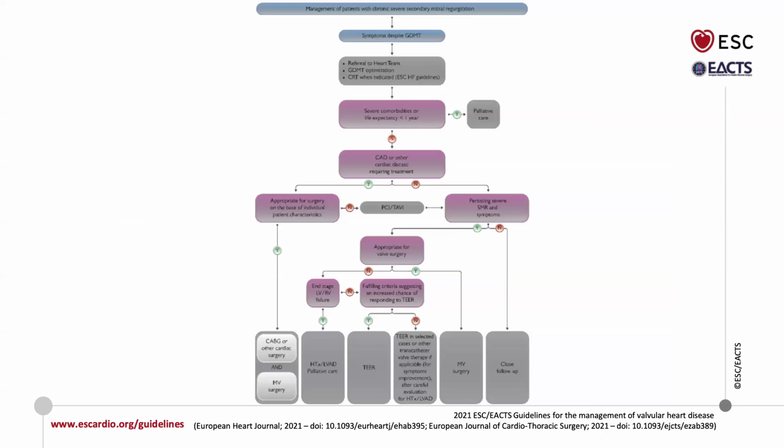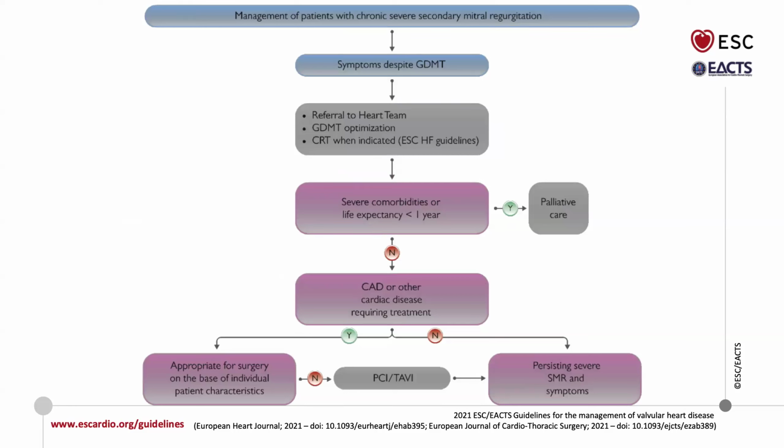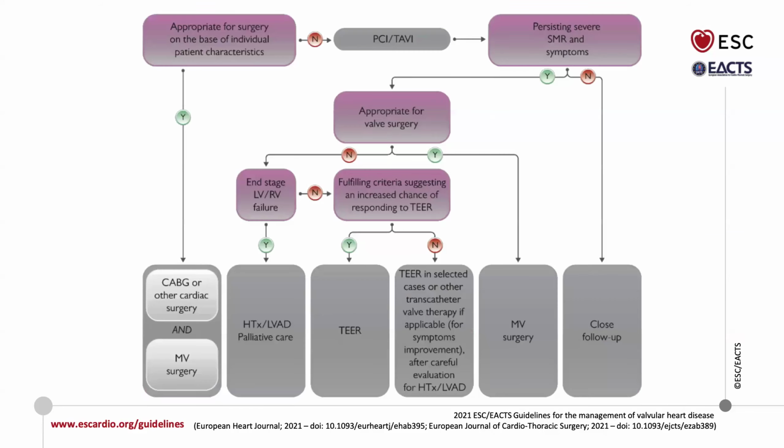Putting everything together, let's zoom in on the top half of the final flowchart. Management of patients with chronic severe secondary MR, if they have symptoms despite GDMT. So you talk to the heart team, GDMT optimization, CRT if needed. If they have severe comorbidities or their life expectancy is less than 1 year, consider conservative management or referral to palliative care. If not, see if they have coronary artery disease requiring treatment or other cardiac disease and try to address those as well. If they don't, and they have persisting severe secondary mitral regurgitation and symptoms, then you can go to the bottom half of the flowchart.